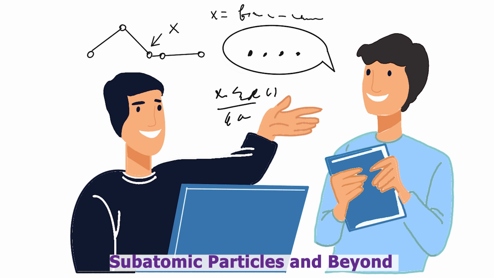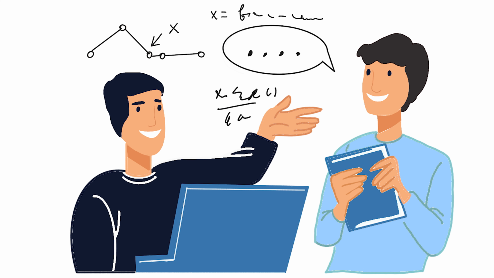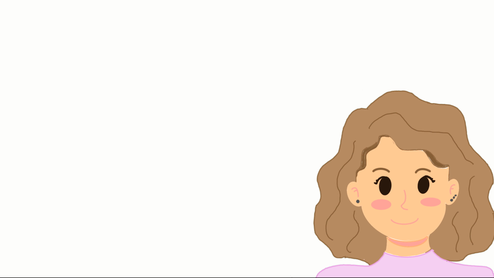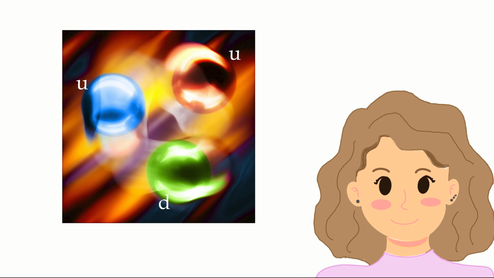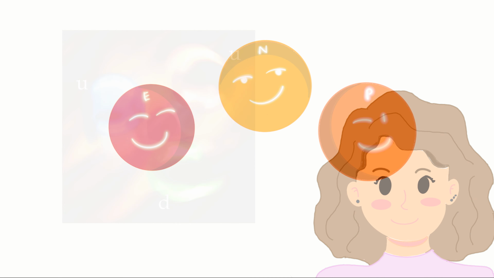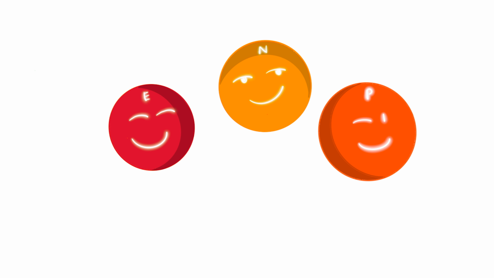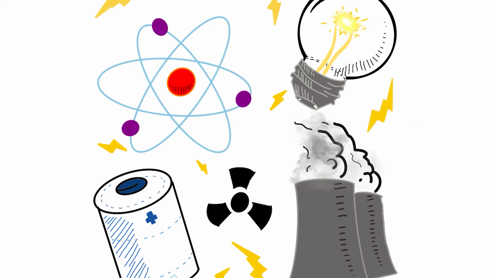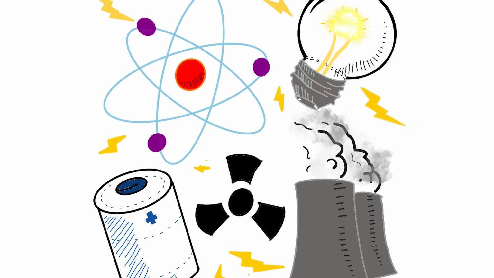Subatomic particles and beyond. Physicists have discovered even smaller subatomic particles, such as quarks, leptons, neutrinos, and bosons. However, for our everyday understanding, we focus on protons, neutrons, and electrons. The atom still holds many mysteries.